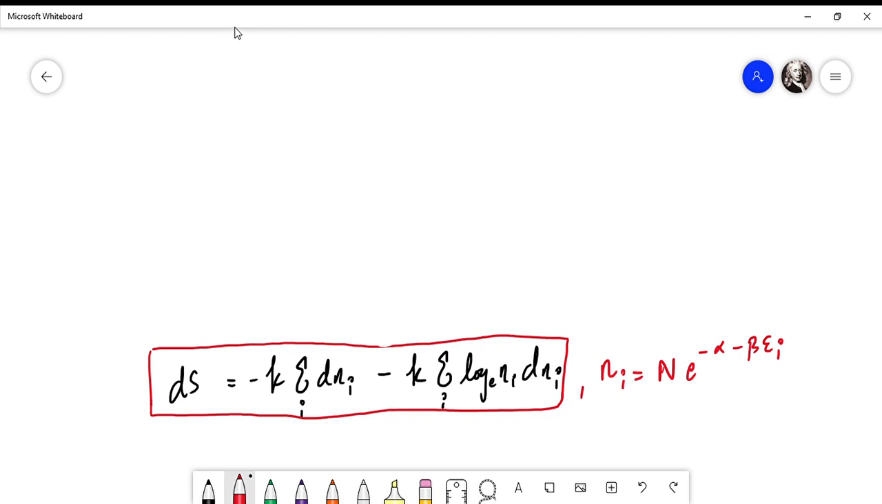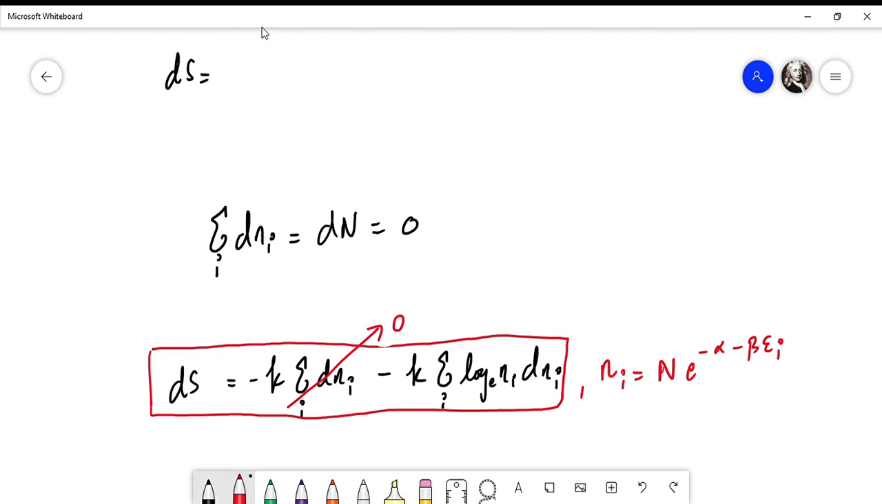Our simplification then gives us this. Now, the summation of dni is just dN, right? Is there a change in the total number of particles? No. So this is 0. So this term out here is simply 0, right?